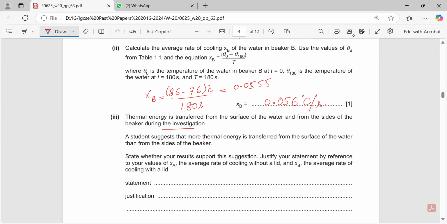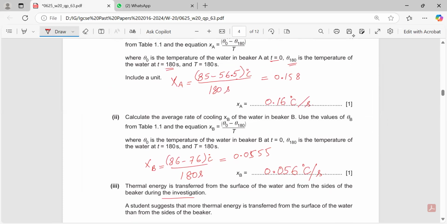So the statement is yes. Why? When there was no lid, the rate of cooling was much more. It was 0.16 degrees Celsius per second. But when there was a lid, the rate of cooling is 0.056 degrees Celsius per second. So this is less than half of the rate of cooling of XA. So we will say yes.